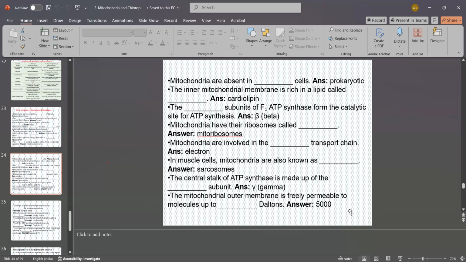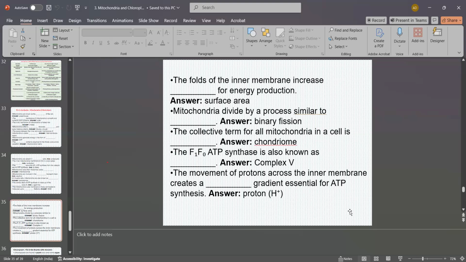This is also important for the mitochondria. The folds of the inner membrane increase the surface area for energy production. Mitochondria divide by a process similar to binary fission. The collective term for all mitochondria in the cell is called the chondriome. The F1 F0 ATP synthase is also known as complex V. The movement of protons across the inner membrane creates a dash, which means a proton, hydrogen ion gradient. This is a major important set of multiple choice and fill in the blanks on the mitochondria.